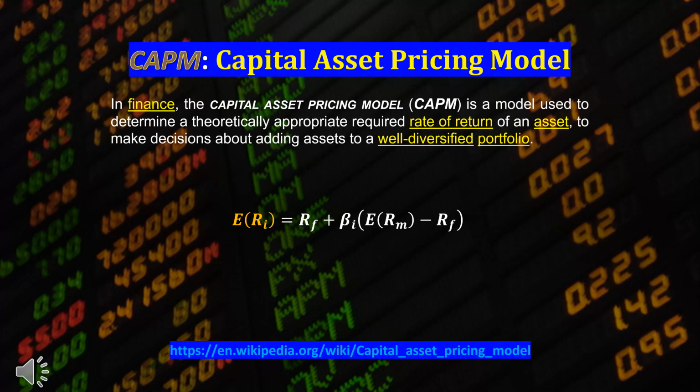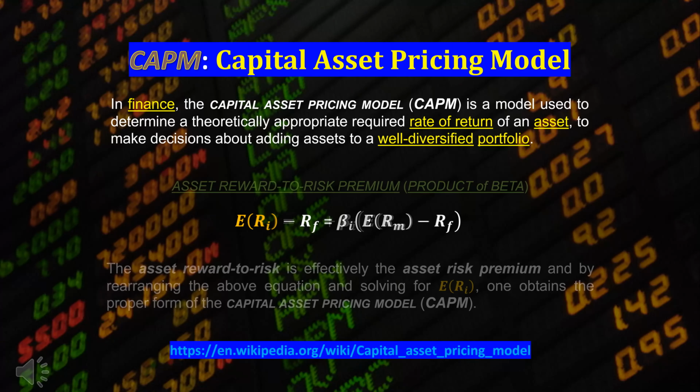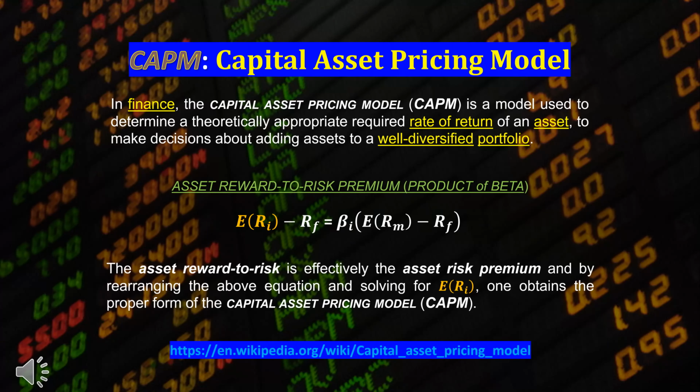The first manipulation derives the asset premium by subtracting the risk-free rate from both sides of the equation as follows. The asset premium is the rate gained above or lost below the risk-free rate. The asset reward to risk is effectively the asset risk premium.